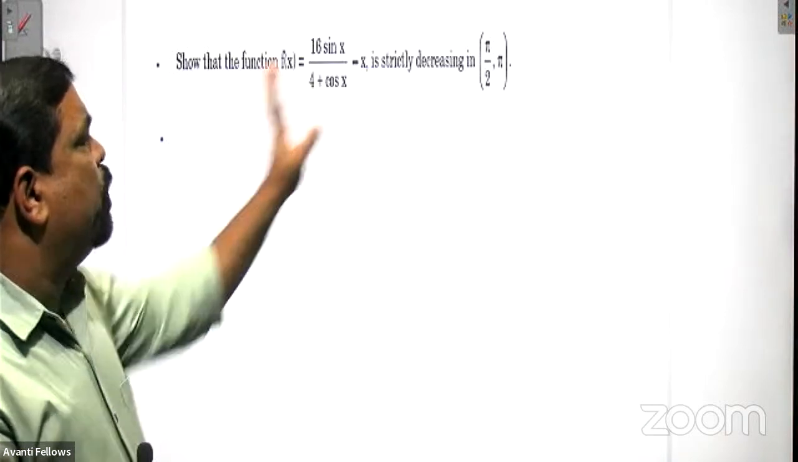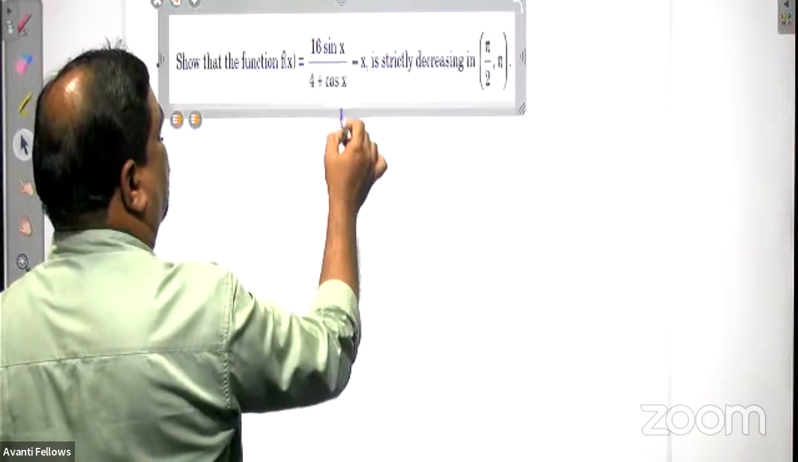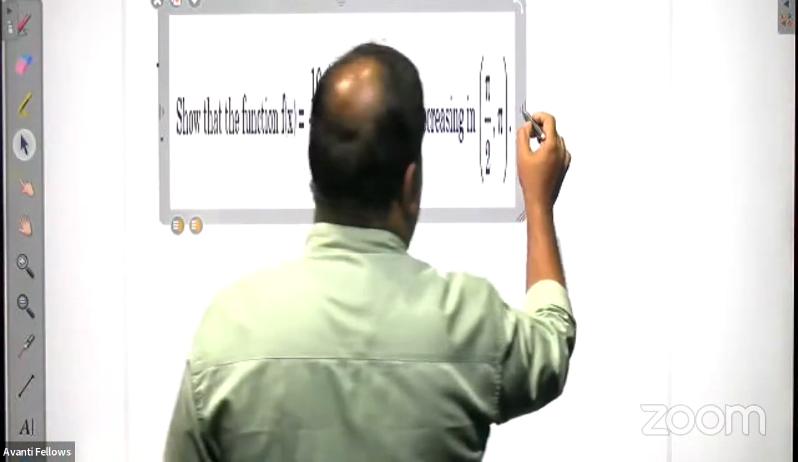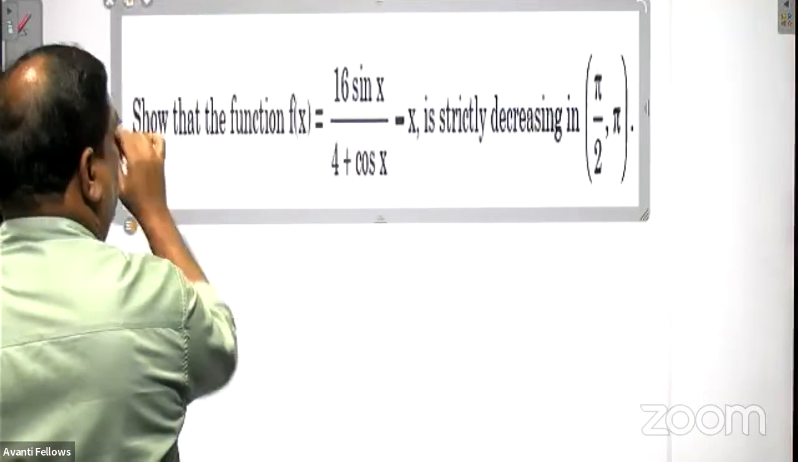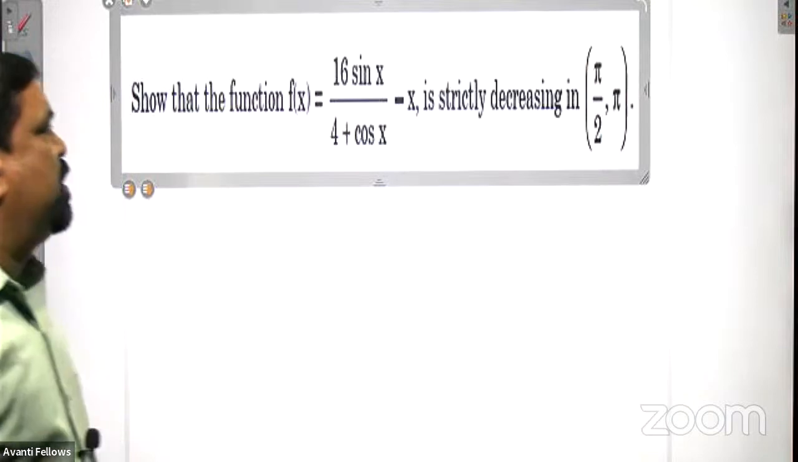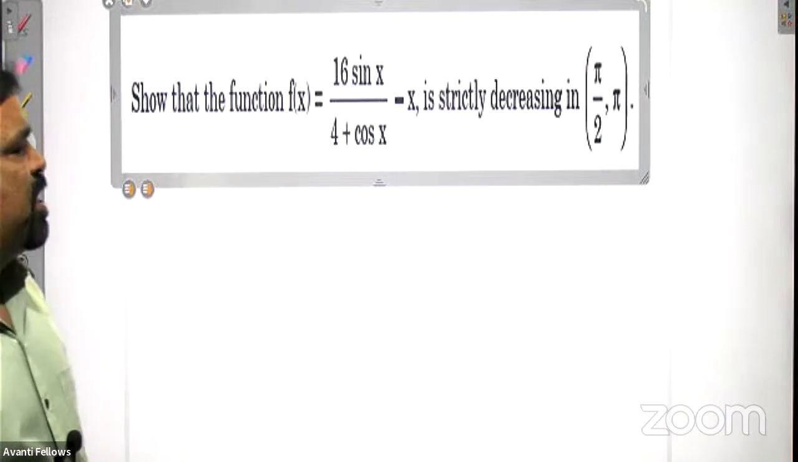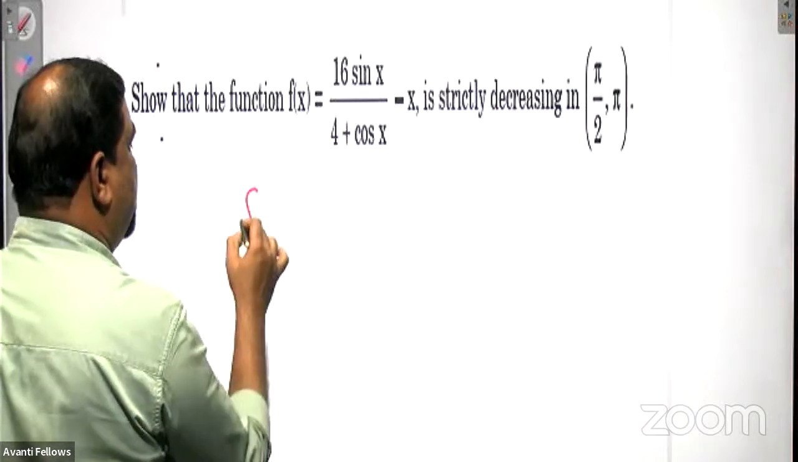A function is given, prove that it is strictly decreasing. I hope the question is visible to all of you. The function is 16 sin x by 4 plus cos x minus x. Okay, let us start. So let us find f dash x as usual.